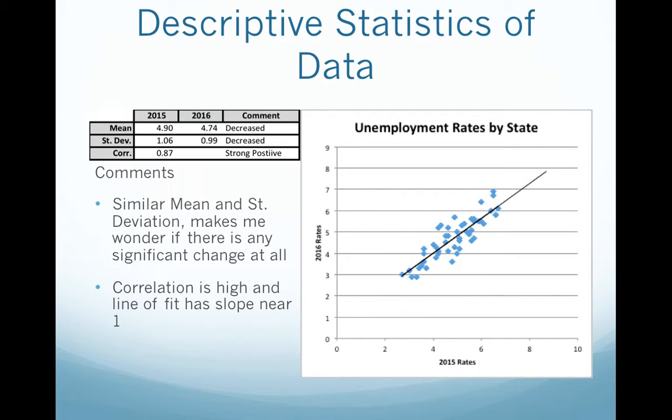In fact, the statistics and the chart are consistent that way. Now we have calculated one additional statistic. This is our correlation, and the correlation in this case is 0.87. What does that mean? You need to think of it in sort of two pieces.